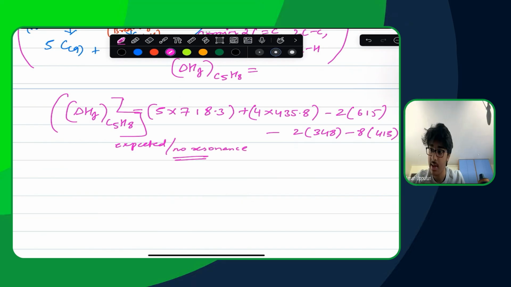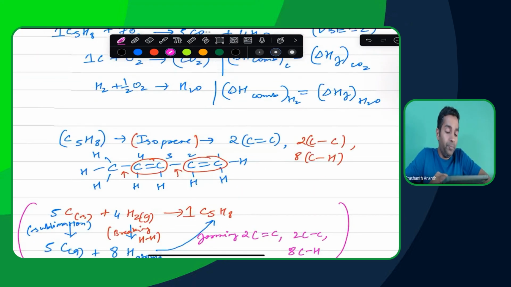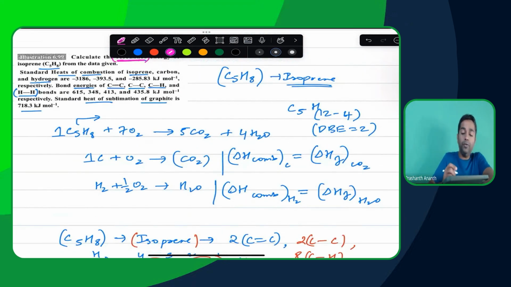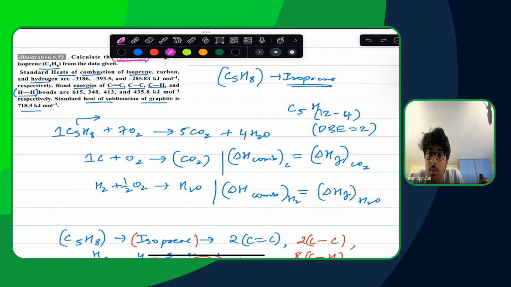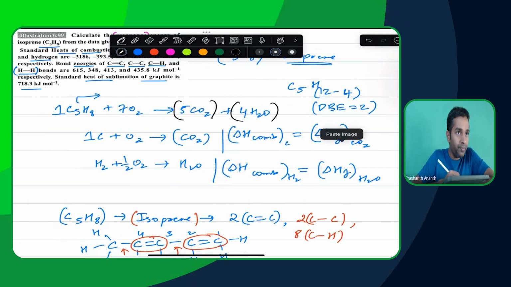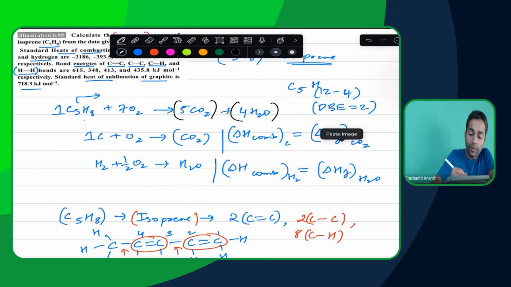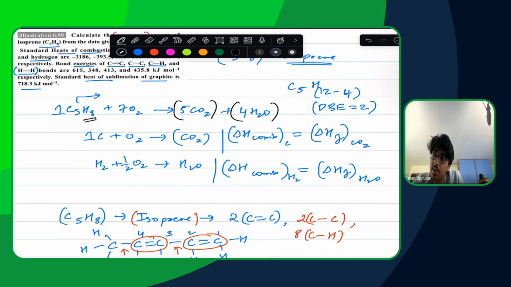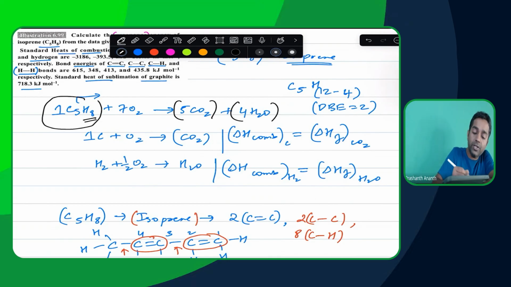Correct? Yes. Now, you can calculate the enthalpy of formation of C5H8 using this also. In this approach, how do you calculate it? You have been given the enthalpy of combustion of this, and the enthalpy of formation of this and this. We can get it from this route. So calculate the enthalpy of formation from this.